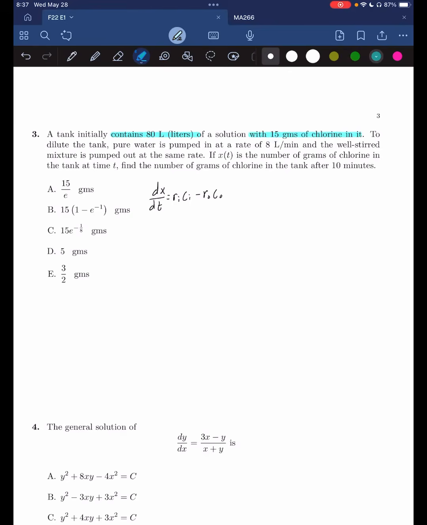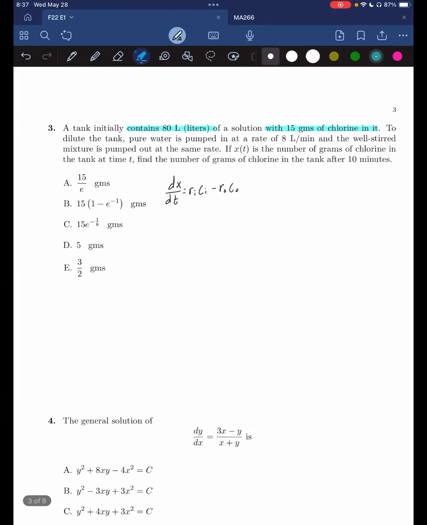Now we're diluting the tank. So pure water is pumped in at a rate of 8 liters per minute. So obviously you can just tell that's our rate in. And the well-stirred mixture is pumped out at the same rate, so rate out is also 8. If x of t is the number of grams of chlorine in the tank at time t, find the number of grams of chlorine in the tank after 10 minutes. Really, this is mostly just a setup question.